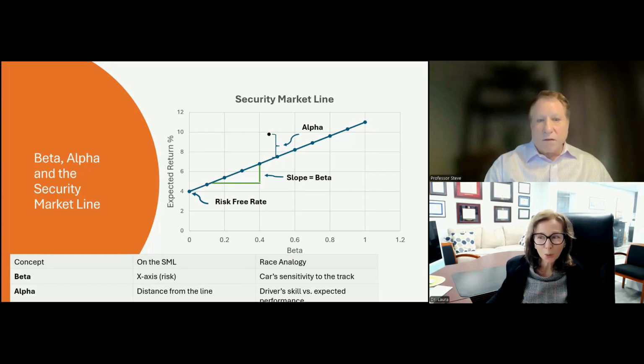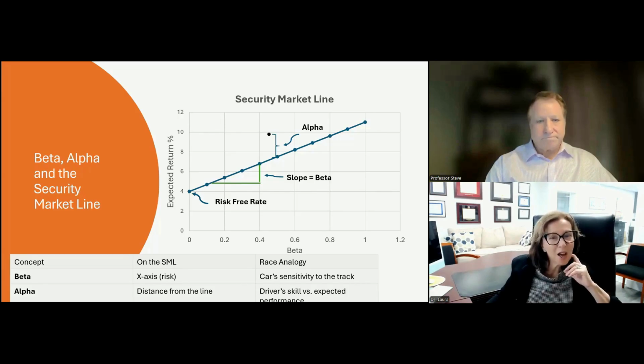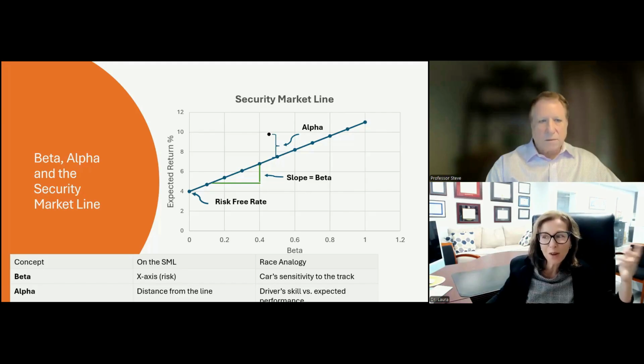But alpha can be thought of as a point above that line, saying, somehow that manager or investment achieved more return than it should have in relation to its risk. If beta is 1, and you actually perform at 12, you would have a positive alpha. That would mean you went faster.